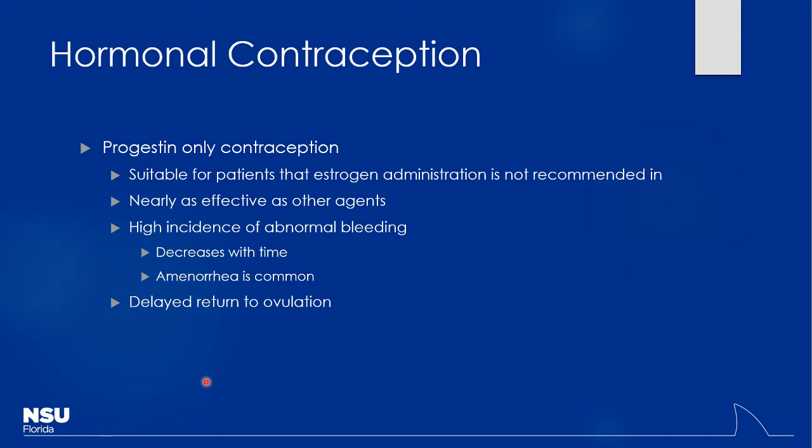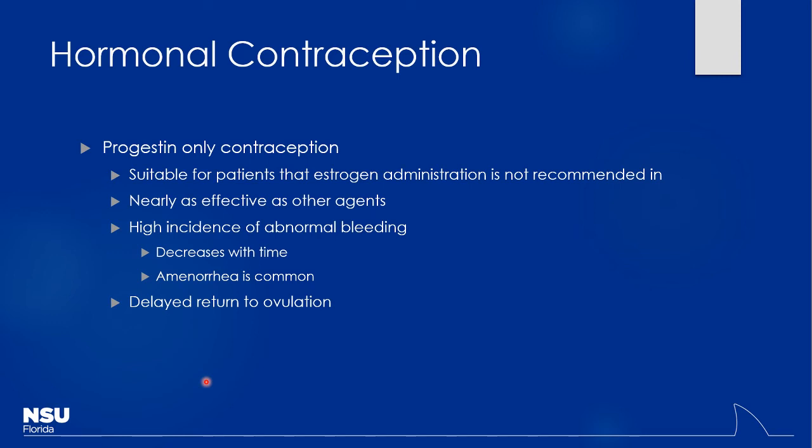You may find that for some patients, the dysmenorrhea will decrease with time, or the abnormal bleeding will decrease with time, but amenorrhea is common as well. And again, you may be concerned that you missed a period and may be pregnant, so that's a concern for some of those patients. The other big thing to consider is that delayed return to ovulation. So if you were, for instance, looking to get pregnant at a certain time of your life, this may help to prevent that.